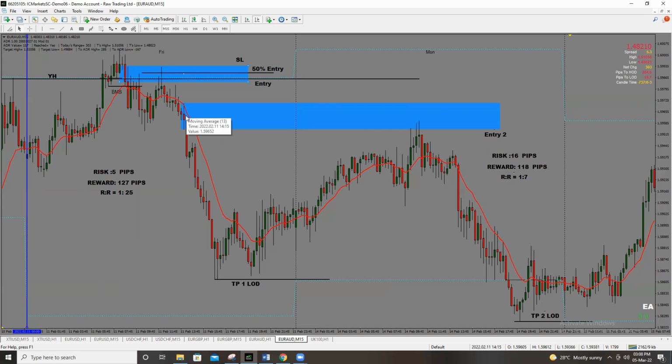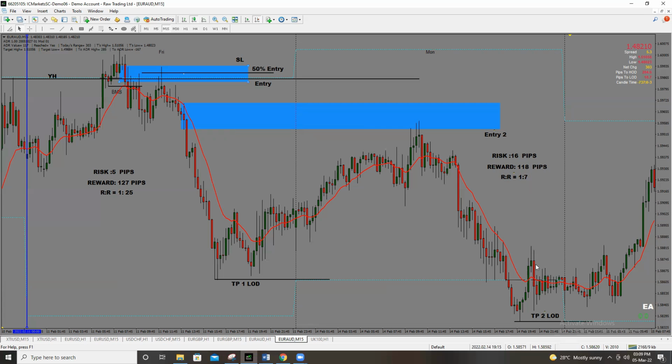Now, with the second trade, the 50% will not actually really work. Sometimes it works, but it's not very common. So with the second entry, you actually want to take the optimal. So have your second entry at the low if you're selling, or at the high if you're buying for the second trade. So here you'll be risking 16 pips. And for the second day, you're taking your TP at the low of that day, and the reward is 118 pips, which is basically 1:7. Still okay. Any trade that gives you more than 1:4 or 1:2 or 1:3, it's okay. It's a good trade. Okay, so that is the second example.